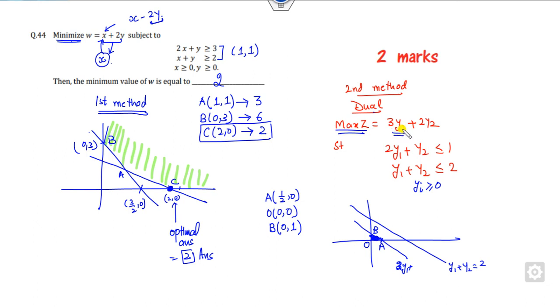More the Y, that will be maximized. But here you can also see it's there. So if you find the value of the Z corresponding to this, it will be my 3/2, it will be my 0, and it will be my 2. So you can again see the answer of this remains the same.